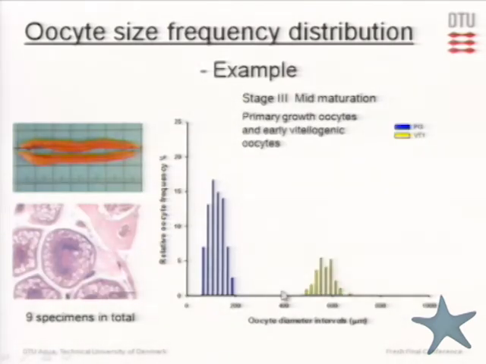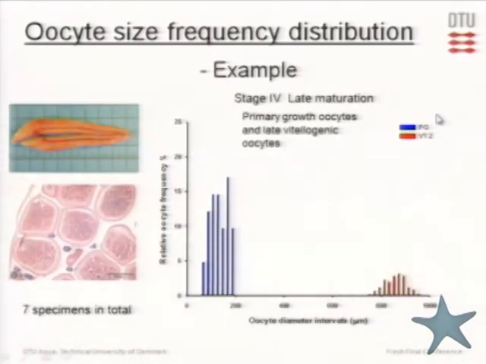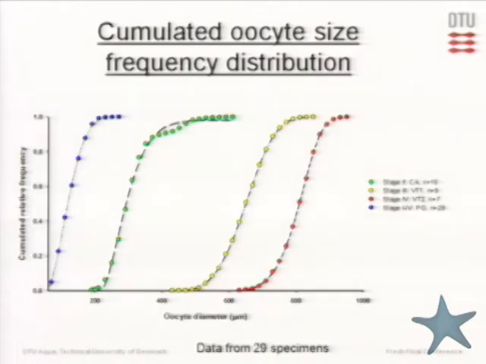The further development is creating a larger hiatus between the primary growth and the vitellogenic oocytes, and in the late vitellogenic stage, the final maturation, we see here, as typical of a group synchronous species, large yolked oocytes and primary growth oocytes. The vitellogenic oocytes are here between 750 and 950 micrometers.